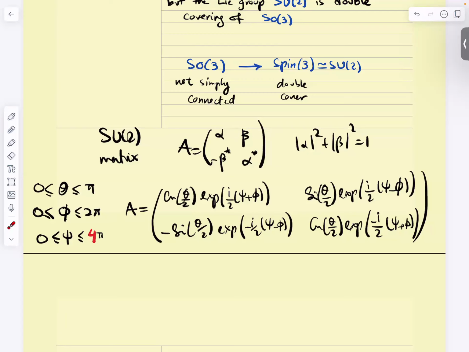Locally, they look the same, right? It's just a global difference, and the global difference is somewhat trivial. You go around a couple of times, right? It's like having the picture of a stack of pancakes in mind. That's literally what it is.